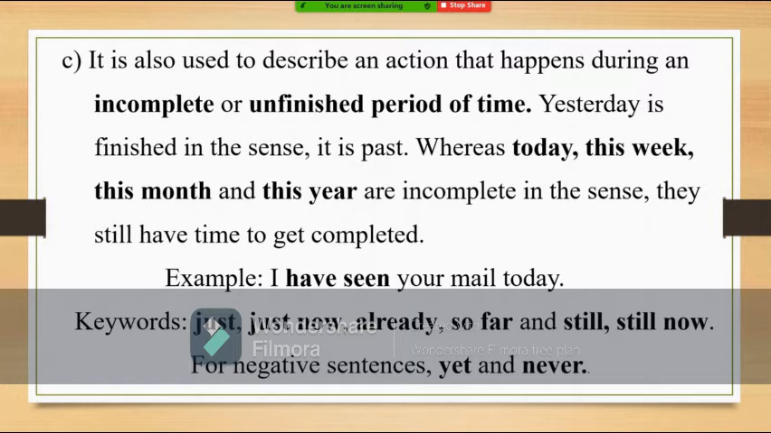This year, till the December, till the 31st of December, we can say this year. So still we have some more days or months. So this year they are not complete. They are incomplete. Today, this week, this month, this year are incomplete in the sense they still have some time to get completed. Whereas yesterday, last week, last month, these are all finished. In that sense, they are gone. They have got completed. So in the incomplete period of time, you can use present perfect tense.